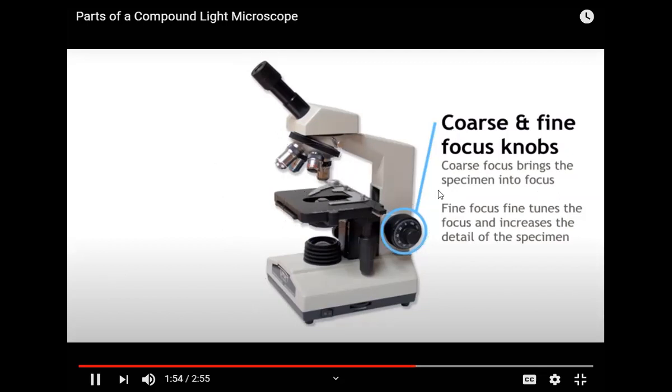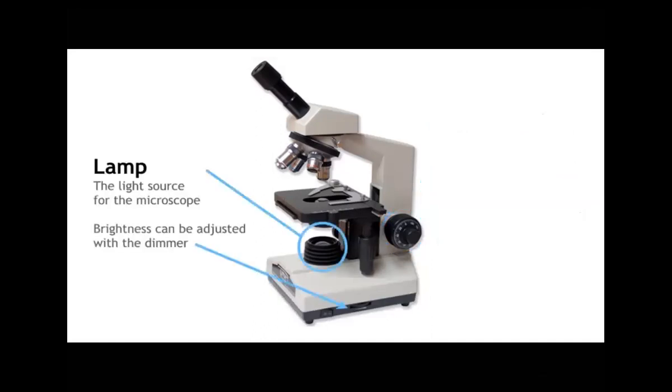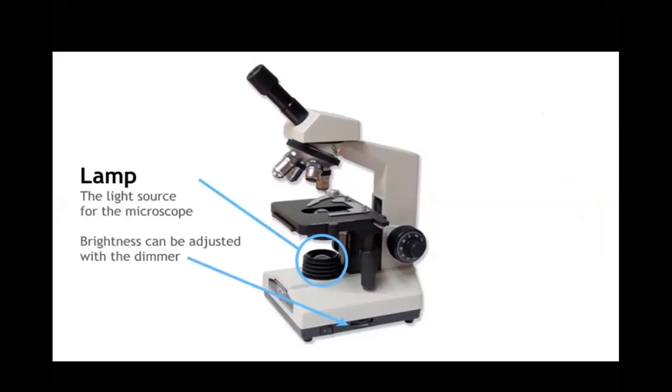The knob brings the specimen into focus. The fine focus fine tunes and increases the detail of the specimen. The lamp. This is the light source for the microscope. The lamp brightness can be adjusted using the dimmer.